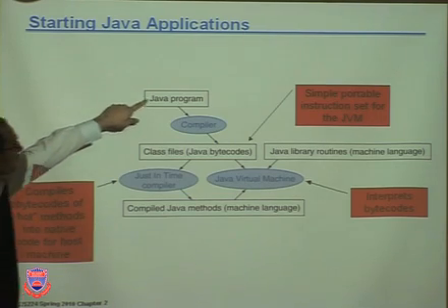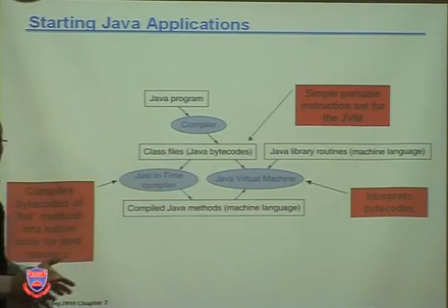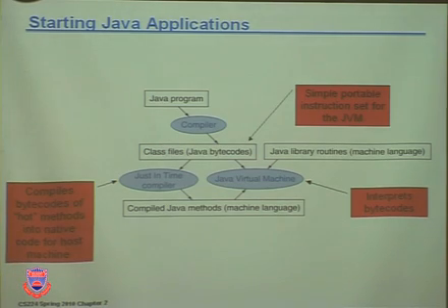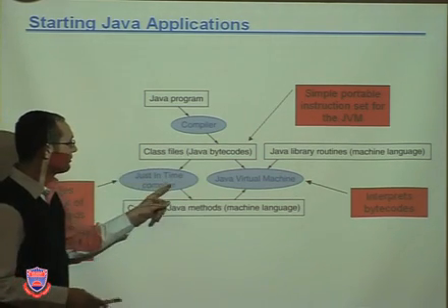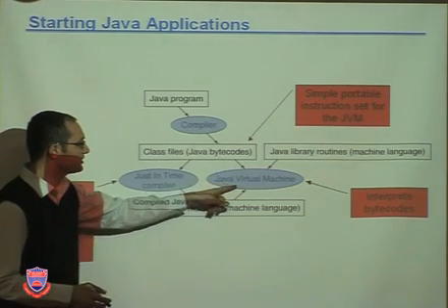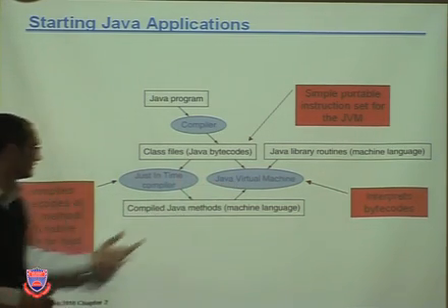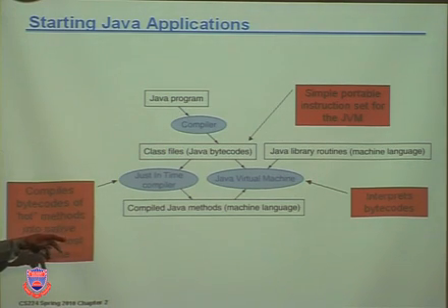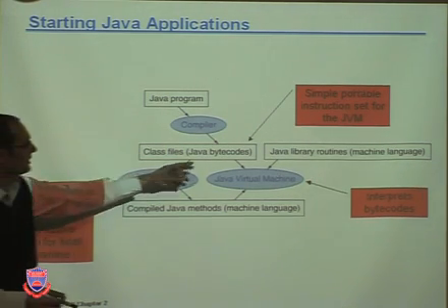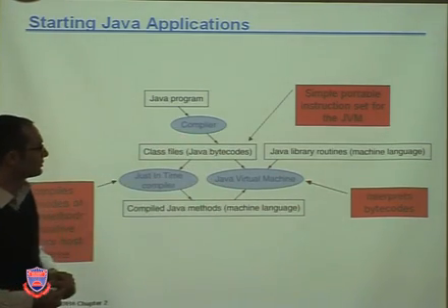So the Java program will be compiled and you get the Java bytecodes, which are the native language for the JVM, the Java virtual machine. Now you use this Java virtual machine and the Java bytecode that you have to generate the compiled Java method. So this Java virtual machine is the one that actually converts whatever you have as bytecode into the machine language.